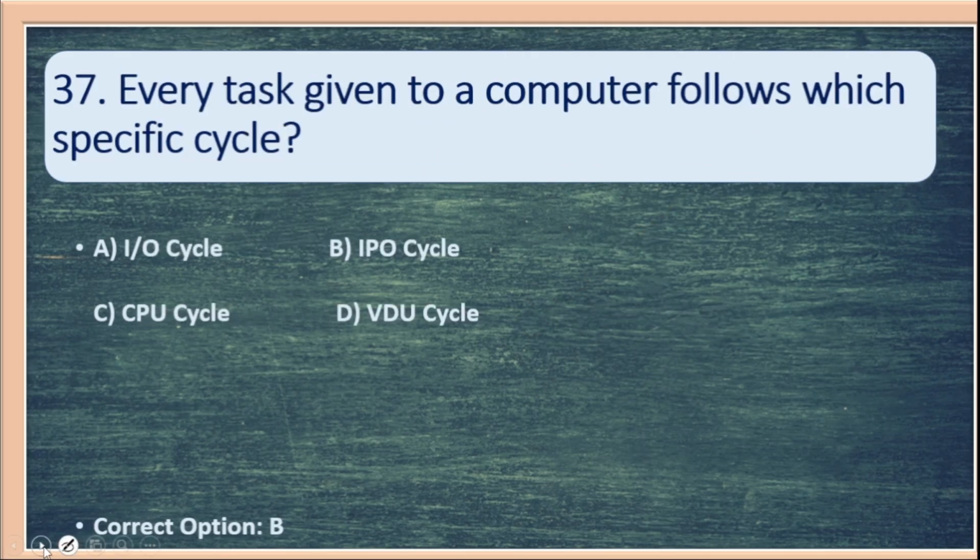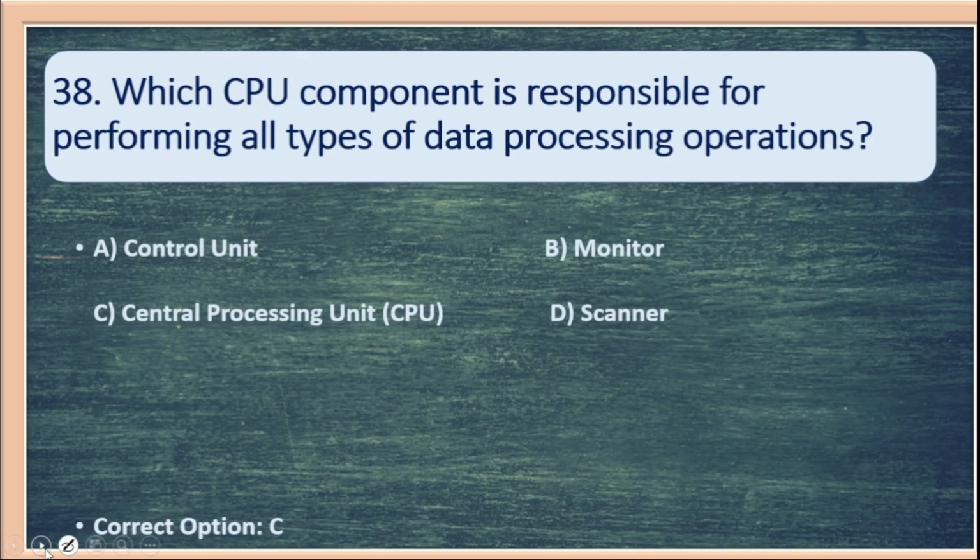Every task given to a computer follows which specific cycle? IO cycle, IPO cycle, CPU cycle, VDU cycle. Answer is B, IPO cycle. Which CPU component is responsible for performing all types of data processing operations? Control unit, monitor, central processing unit, scanner. Answer is C, central processing unit, or CPU.